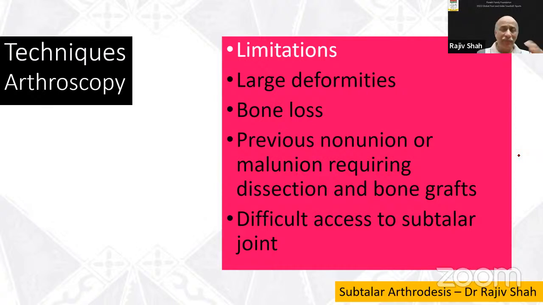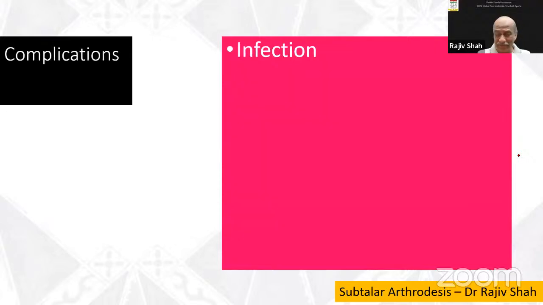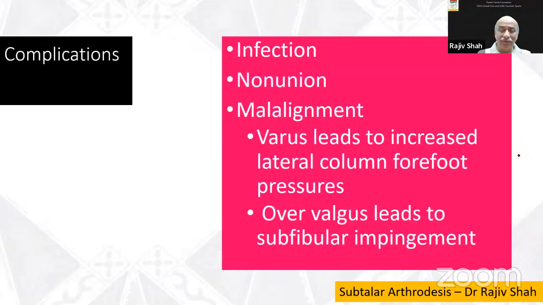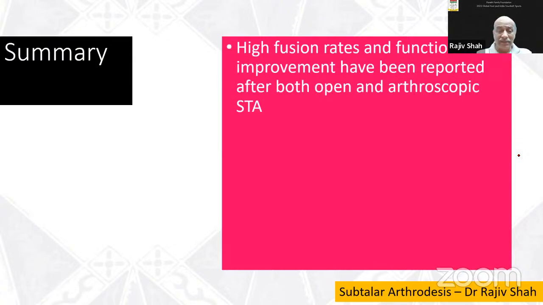By and large, the majority of people do open subtalar arthrodesis. Outcomes are good. Reported outcomes are more than 90%. Either you do open or arthroscopic arthrodesis. Infection, non-union, malalignment are the problems, and that should be dealt with accordingly. Symptomatic hardware, RSD, these are other complications.